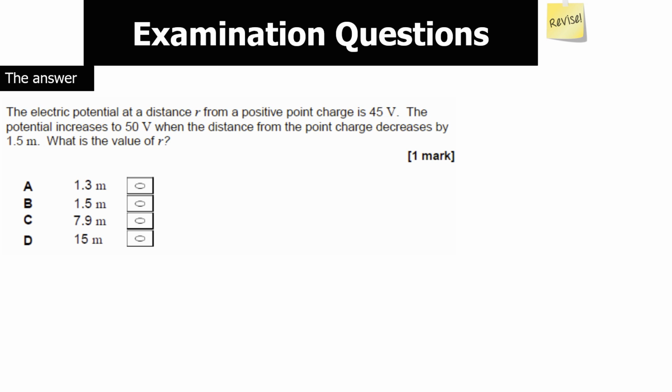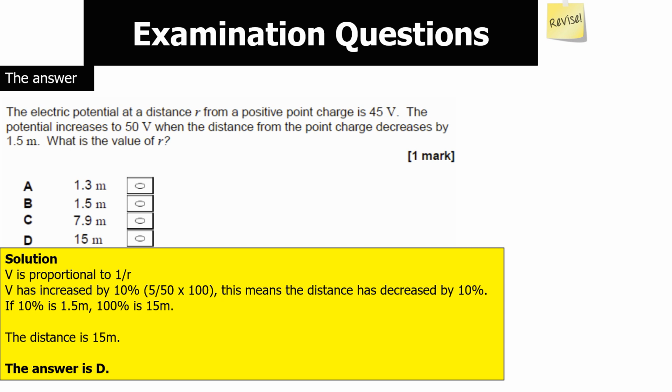Right, so how do you answer this question? Well, we know V is directly proportional to 1 over R. You can work that out from the equation given to you on the examination sheet. Now V has increased by 10% because 5 over 50 times by 100 is 10%. So this means the distance must have decreased by 10% because they're in inverse proportionality to each other. So if 10% is 1.5 meters, well therefore we can work out that 100% is going to be 15 meters. So therefore our answer is 15.